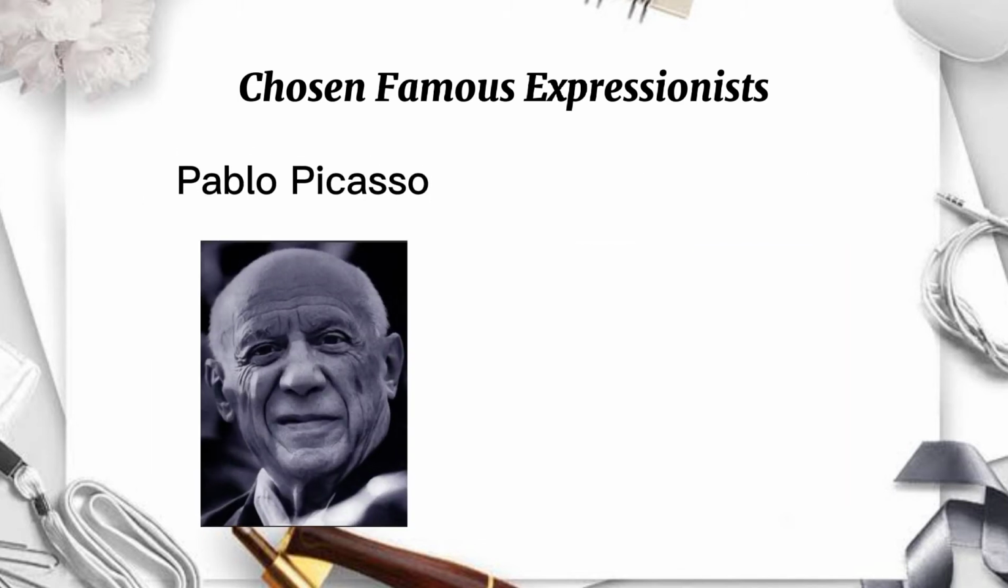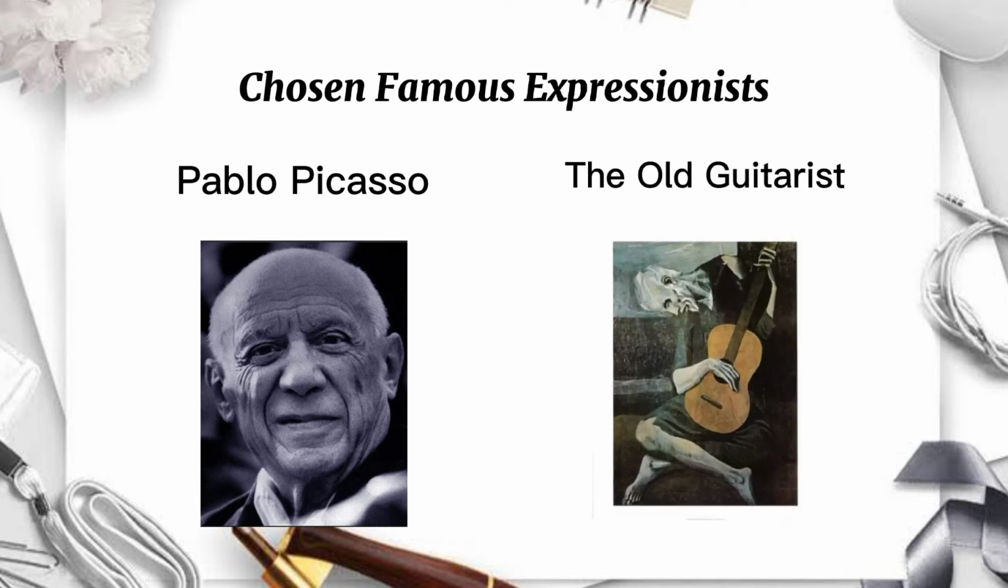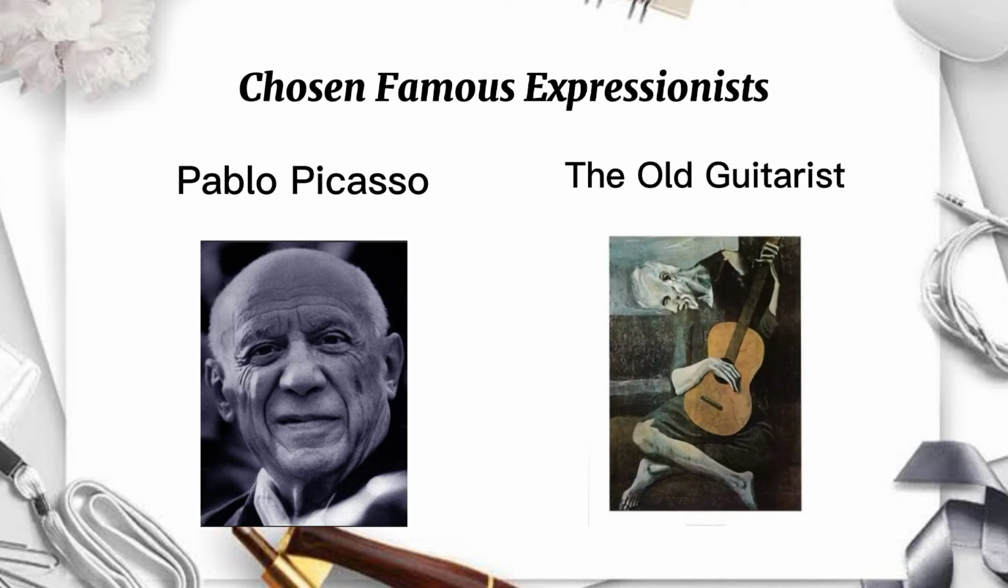Lastly, we have the famous Pablo Picasso with his artwork, The Old Guitarist. The Old Guitarist is an oil painting which he created in late 1903 and early 1904. It depicts an elderly musician, a blind, haggard man with threadbare clothing who is weakly hunched over his guitar while playing in the streets of Barcelona, Spain.